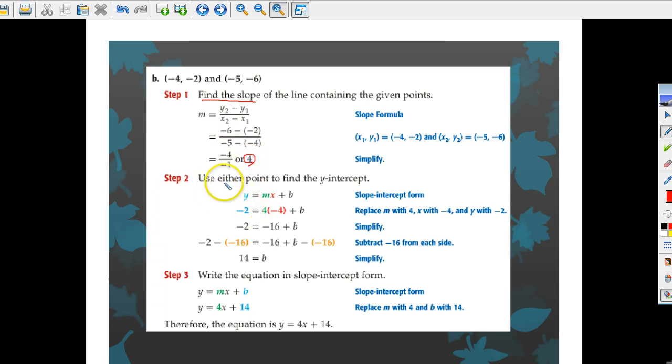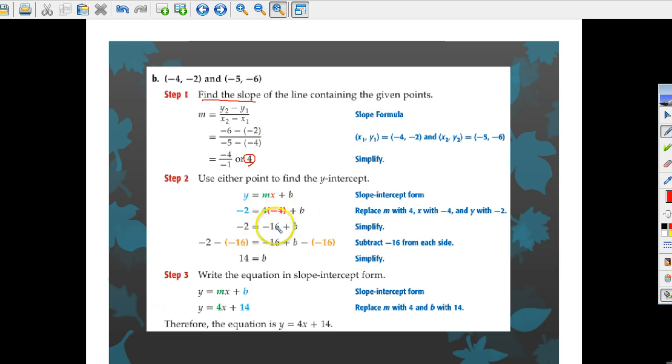Now you have y equals 4x plus b. Okay, the m is 4. You can use either point. In the textbook they use the first point. So this is x and this is the y. So substitute that. Okay. Now solve for b.